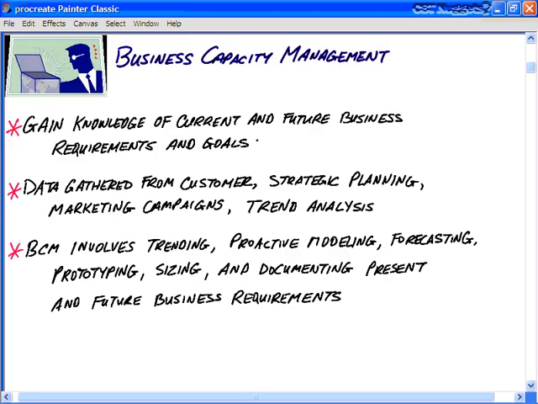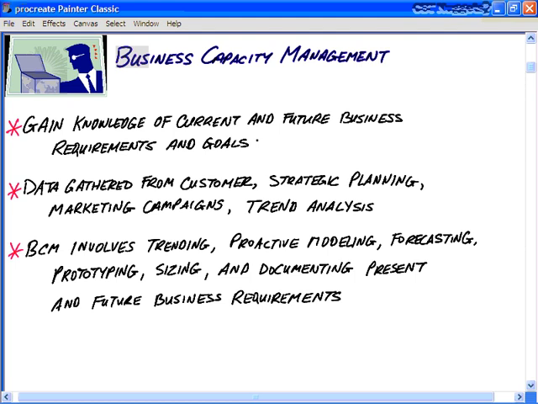In the business capacity management sub-process, we're going to get knowledge of the current business requirements and goals, as well as the future requirements and goals. We have to make sure that the future business requirements for the services are considered, planned for, and implemented in a timely and cost-efficient manner.